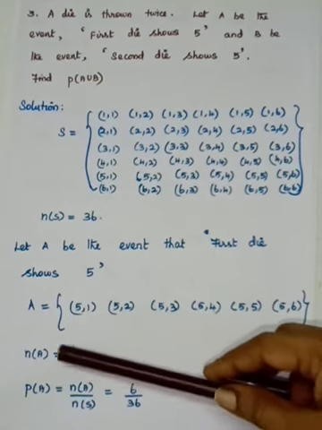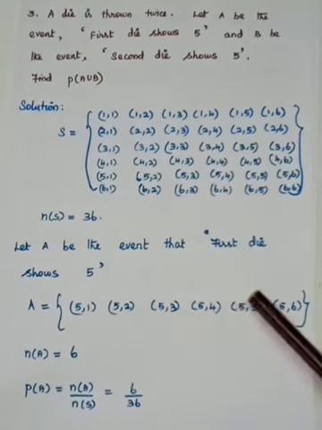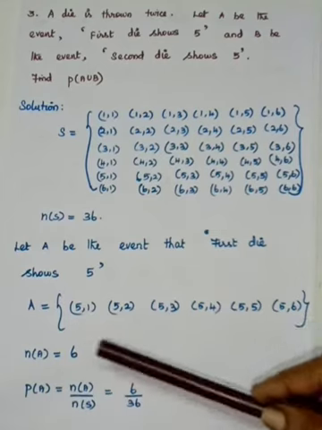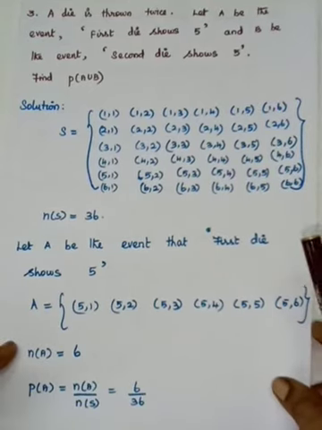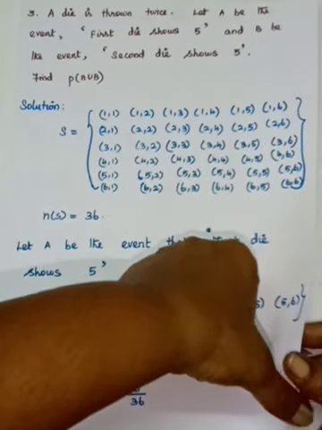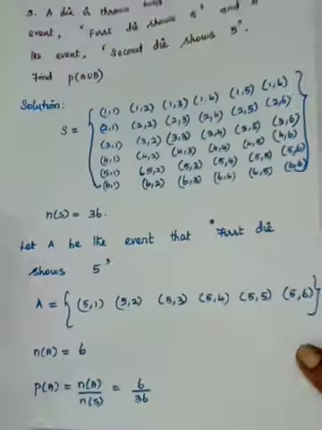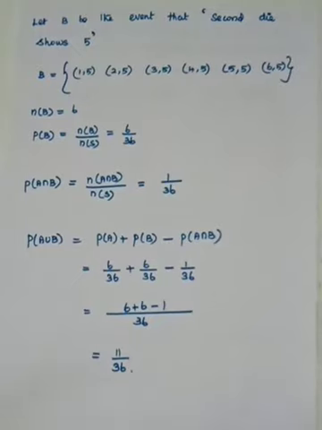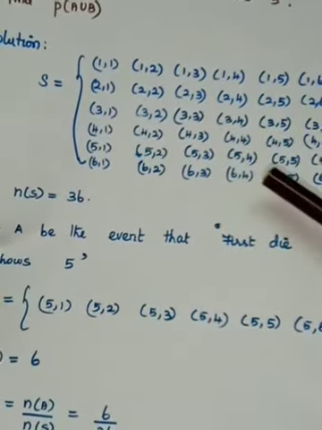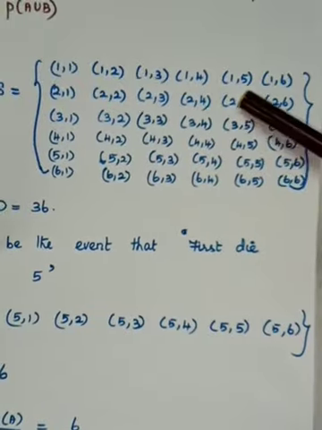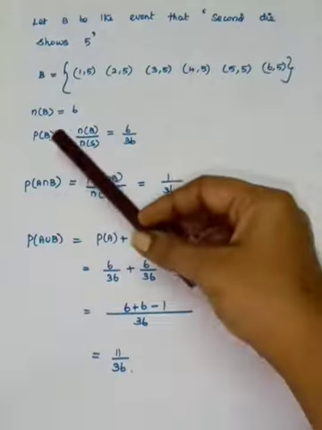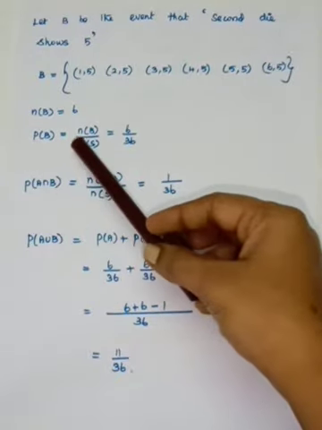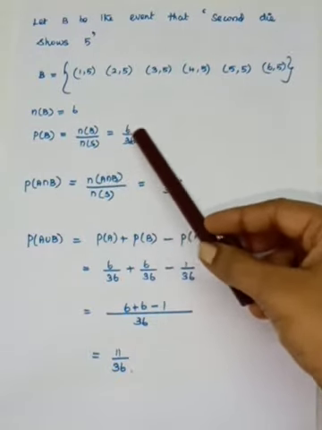So what is n of A? n of A is equal to 1, 2, 3, 4, 5, 6, so 6 elements. How to find P of A? n of A by n of S. n of A is 6 and n of S is 36. So it is 6 by 36. Next, B is the event that the second die shows 5. What are the elements? 1,5, 2,5, 3,5, 4,5, 5,5, 6,5. So n of B is equal to 6. So P of B is n of B by n of S, that is 6 by 36.